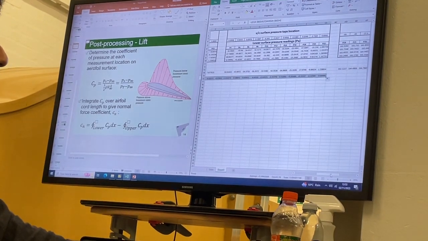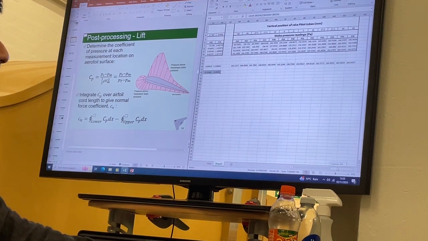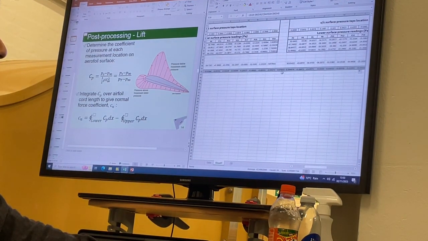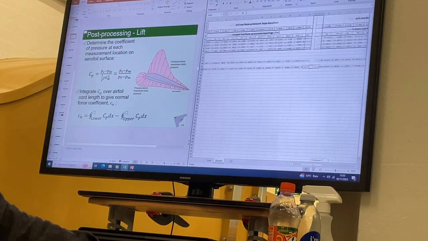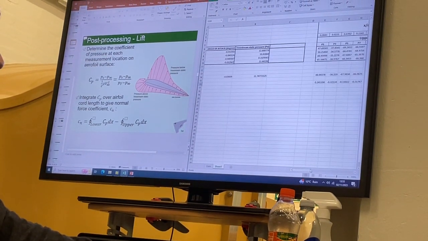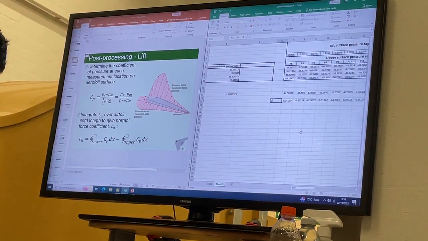But don't drag it for the vertical position, like the last table, because the coefficient of pressure is only needed for the first two tables. So this is your CP.